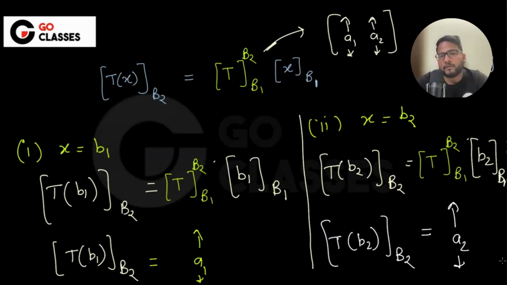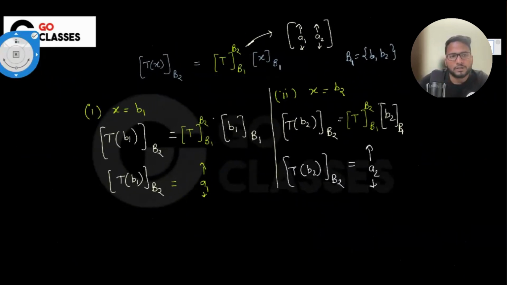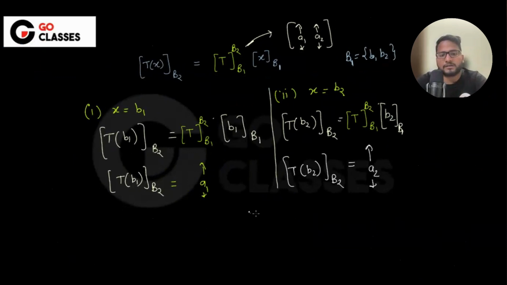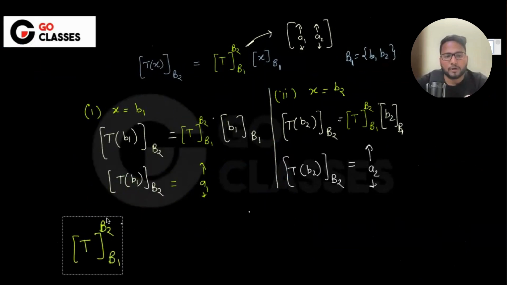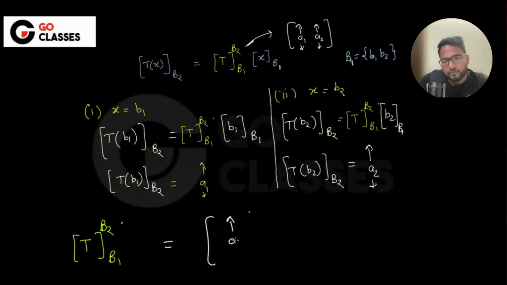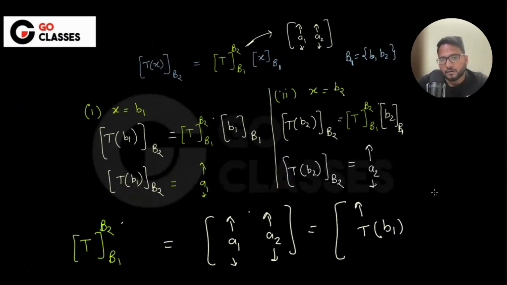So I got our A1, A2. So what are those A1, A2? The mystery matrix that we were looking for is nothing but A1, A2, which is nothing but the transformation of the basis vectors. This is also the transformation of the basis vectors. Earlier also these were the same thing.